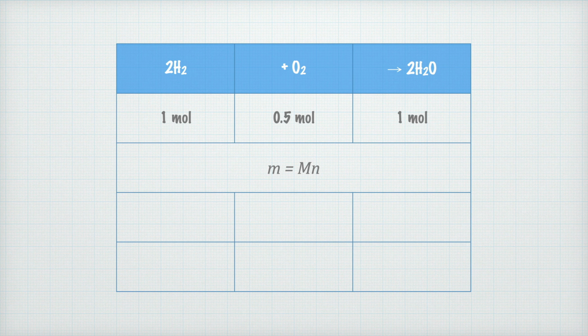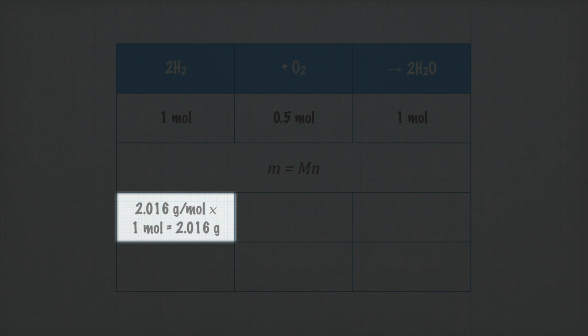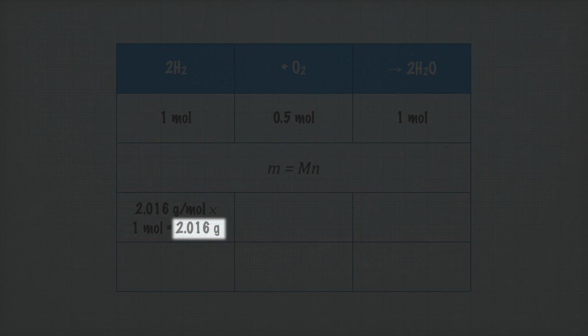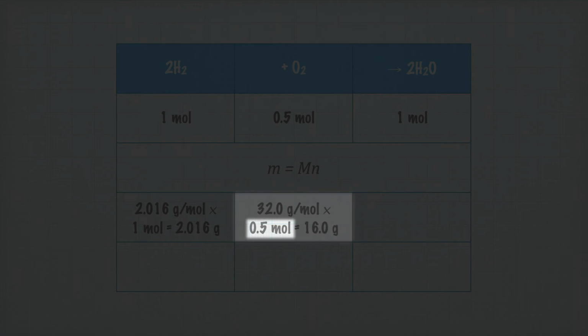The molar mass for hydrogen gas, H2, is 2.016 grams per mole. If we multiply by the amount of substance, 1 mole, we see that the hydrogen gas in this reaction weighs 2.016 grams. The molar mass for oxygen gas is 32.0 grams per mole, and multiplied by 0.5 mole, we get that the oxygen that reacts weighs 16.0 grams.